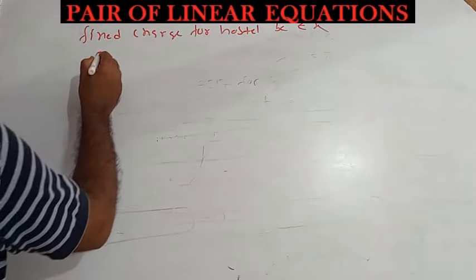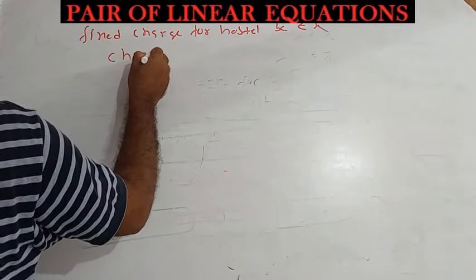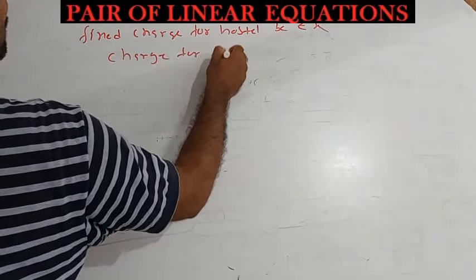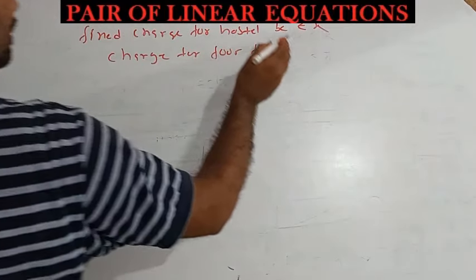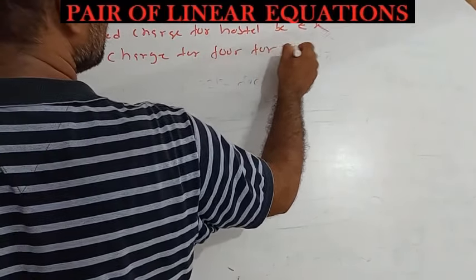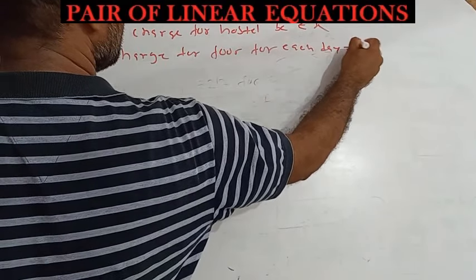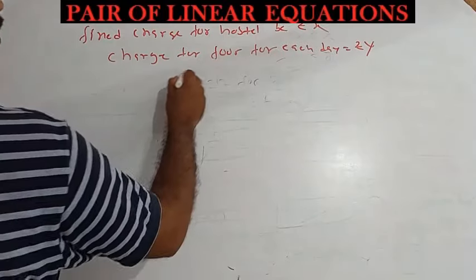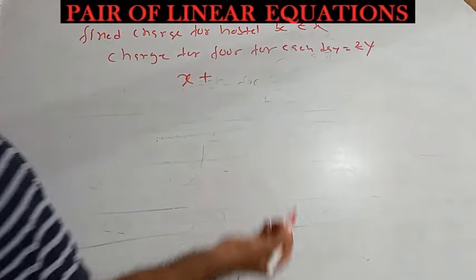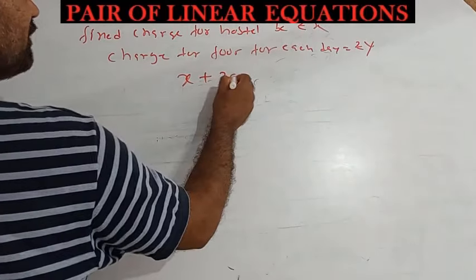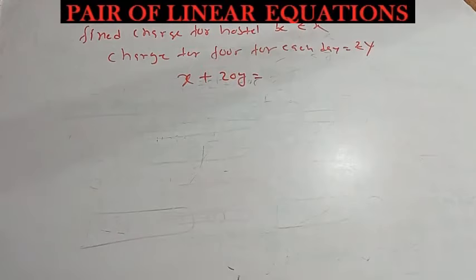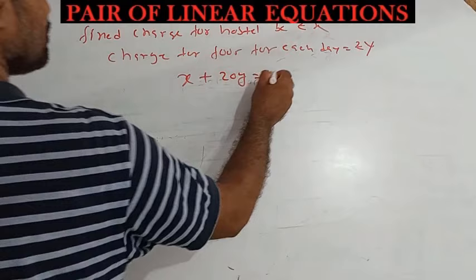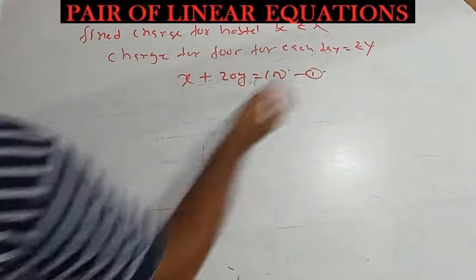Charge for food for each day is called rupees y. Okay, rupees y. Student A has taken food for 20 days. 20 days means how much should he pay? x rupees fixed plus 20 into y. This is equal to 1000 rupees. This is equation number 1.